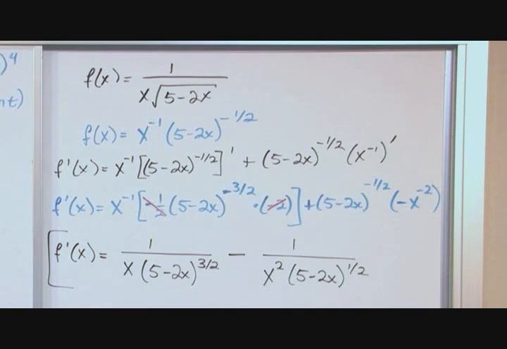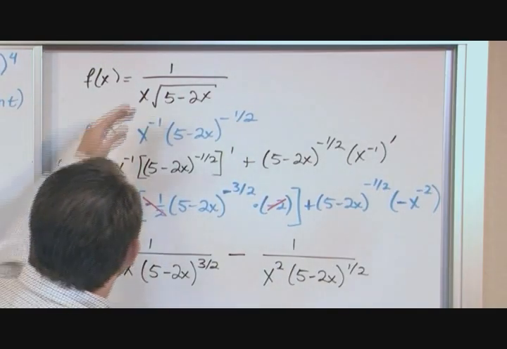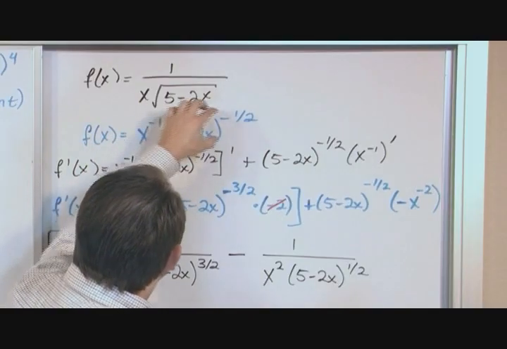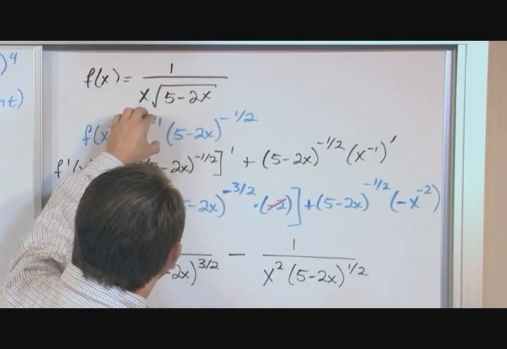So we'll have 1 over x, 5 minus 2x to the power of 3/2 on the bottom, minus 1 over x squared, 5 minus 2x to the power of 1/2. So it's the same exact thing. You have to look at the big picture first. Rewrite it. First times the derivative of the second plus the second times the derivative of the first.